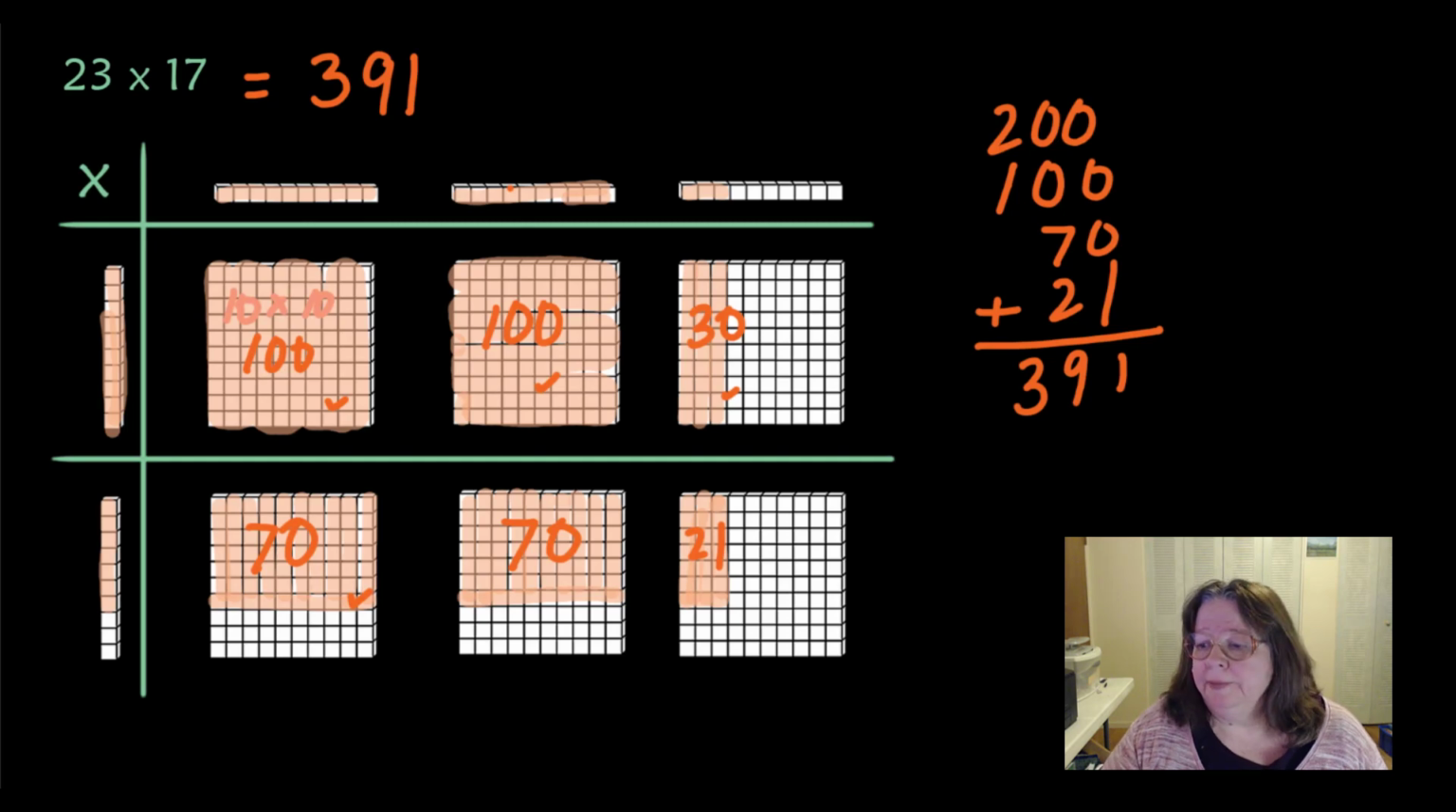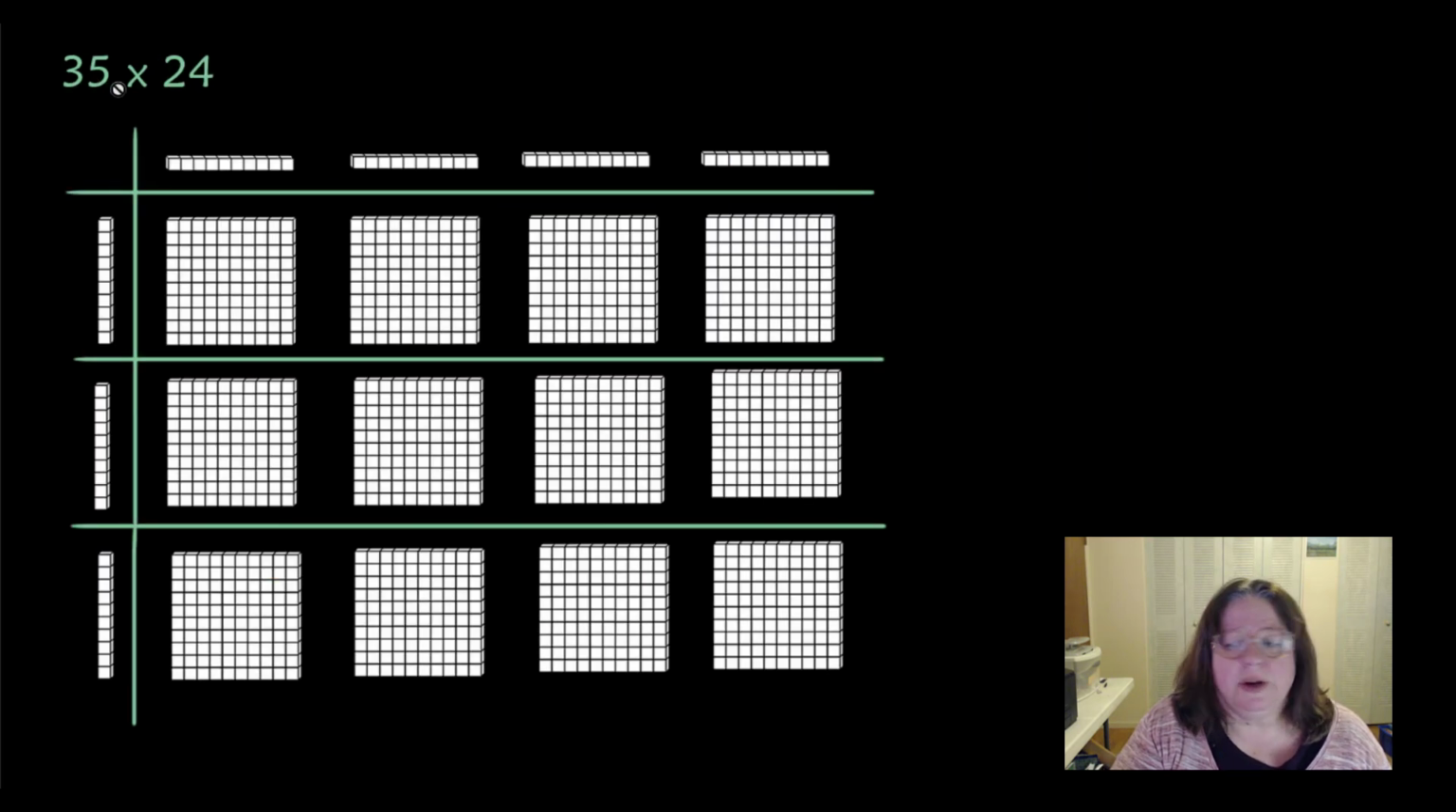Let's try another one. This time we have 35 times 24. So we're going to do the same thing. We're going to show 35. Well, let me put that times sign there. 35 on the top. And I like to show the largest number on the top, the smallest number on the side. Because of the commutative property of multiplication, it doesn't matter. I just think it's easier to always do it the same way.